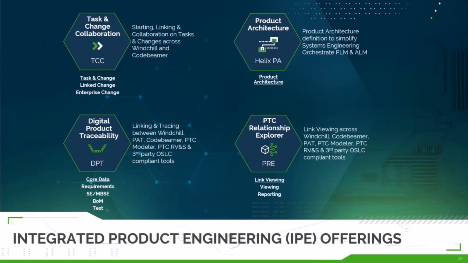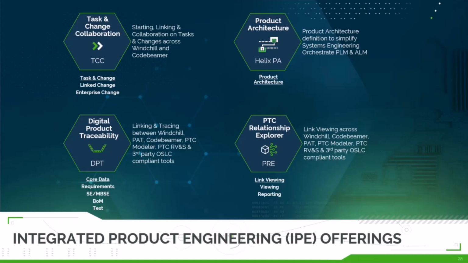Integration between the different change process capabilities in Windchill and Codebeamer. So new features in both products will be coming in October, I believe, enabling more automated execution of change processes across those tools. Digital product traceability on the left. We're all well familiar with this, and our main digital thread products connected through OSLC with third party as well.